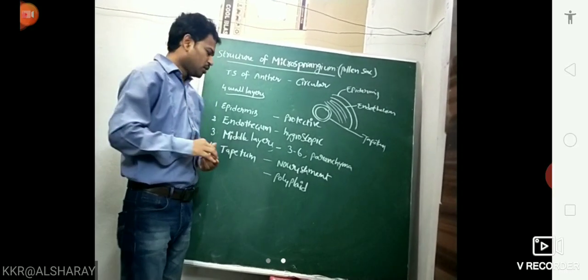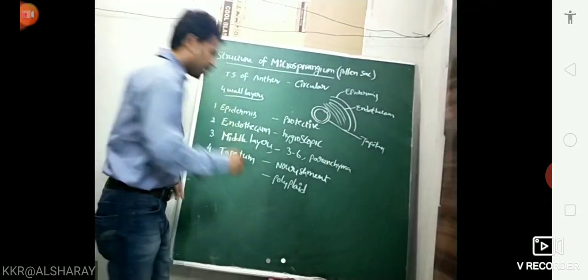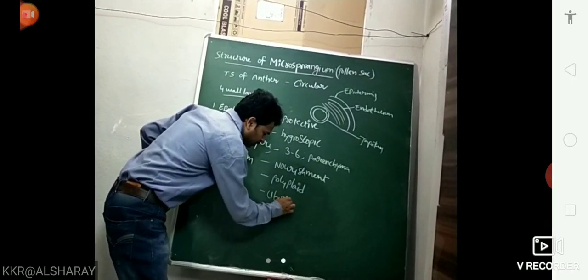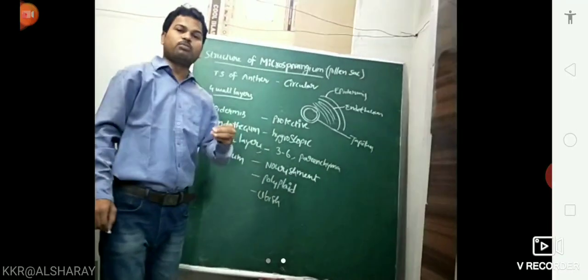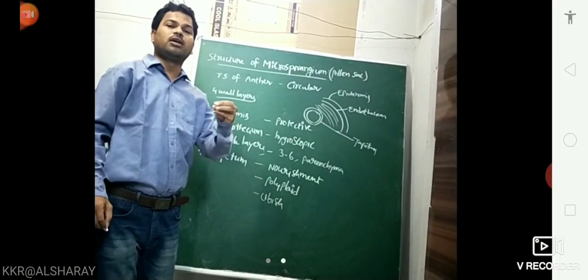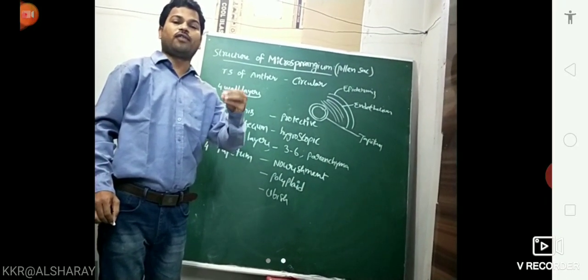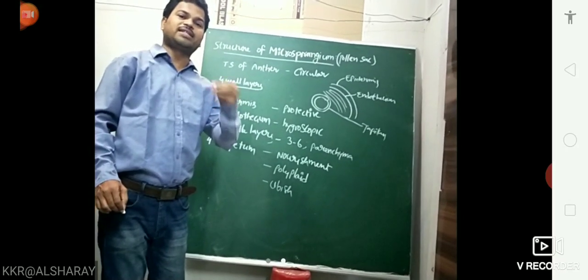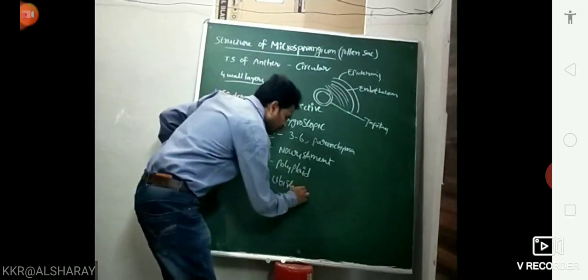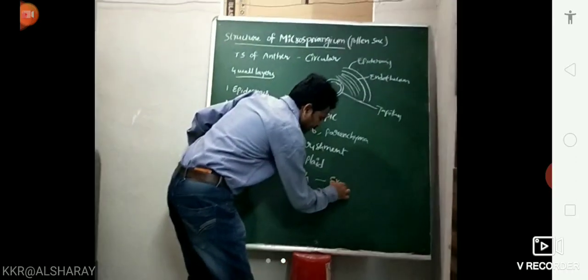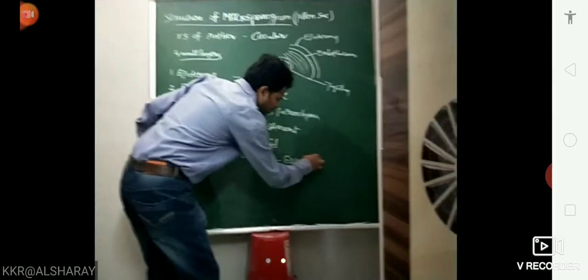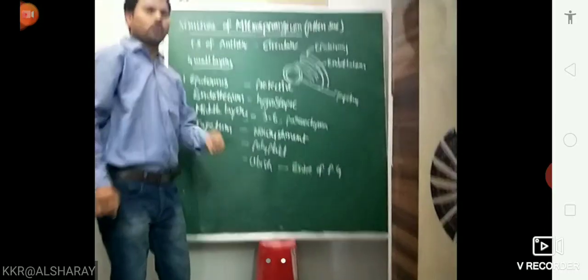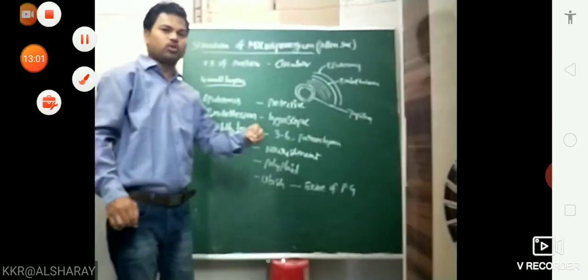Not only that, tapetum cells secrete the Ubisch bodies. Ubisch bodies help in ornamentation of the exine of the pollen grain. PG means pollen grain. So why am I going to mention this word here?